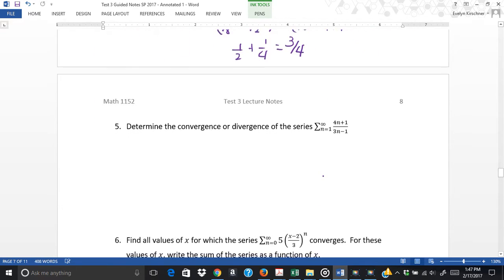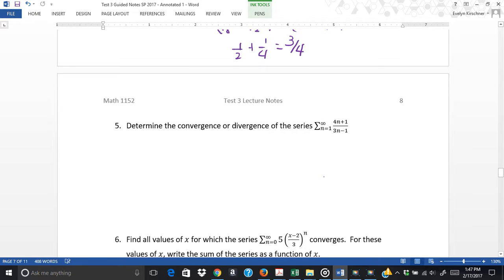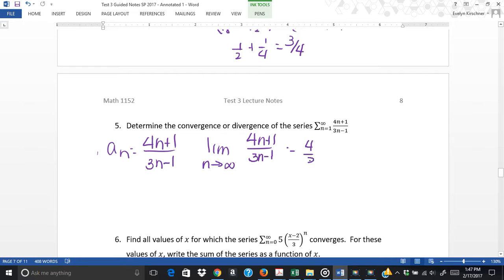The last thing I want to do is determine the convergence or divergence of this series. So I'm going to look at my nth term, which is 4n plus 1 over 3n minus 1. The limit as n goes to infinity of 4n plus 1 over 3n minus 1 is 4/3. It does not equal 0, so it diverges.